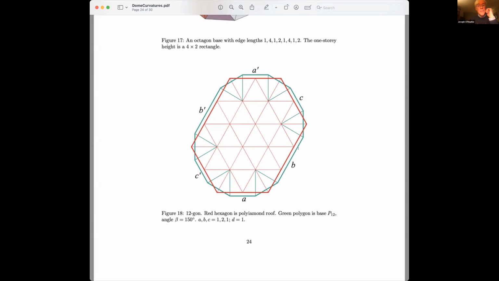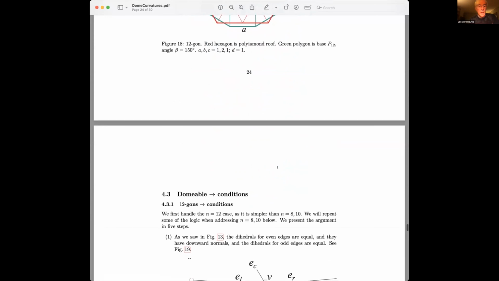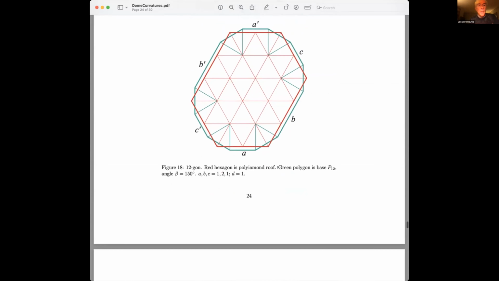Well, this is not the picture I wanted to show you, but this is a 12-gon, this picture here, like a top view. You can see the edges are not the same length, but the angles are the same. And no, I don't have a picture of it.